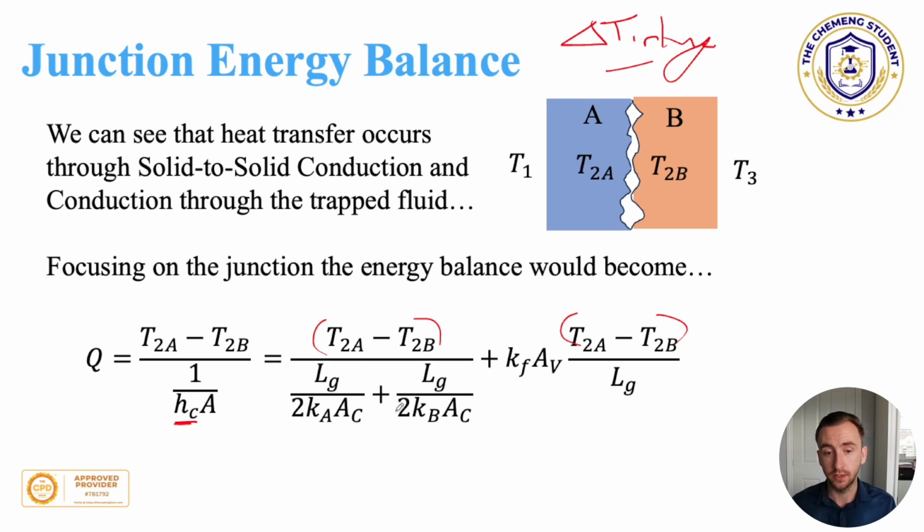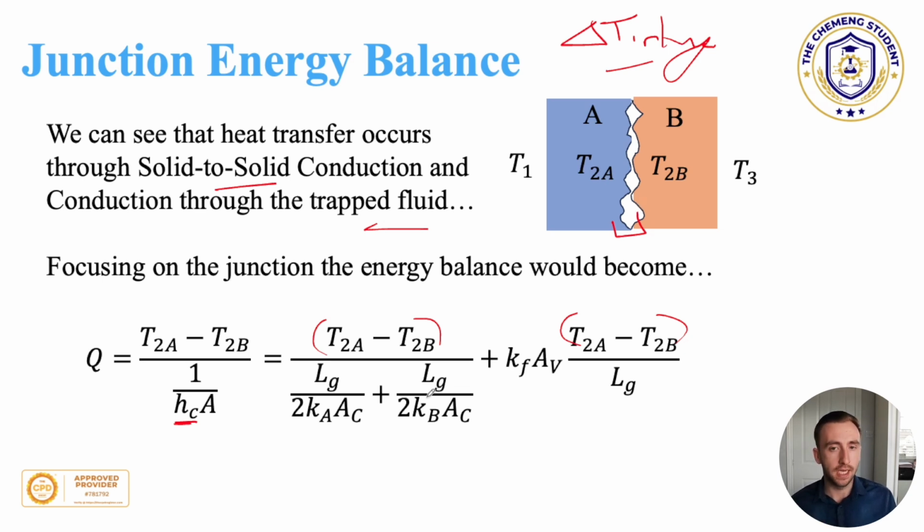This is for the solid, where we have the length divided by 2 K A, so that's the thermal conductivity of material A, multiplied by the contact area, so AC, that's for the solid to solid. And then we have the thermal conductivity of the fluid multiplied by the area of the trapped fluid, divided by the length of that contact interface junction.